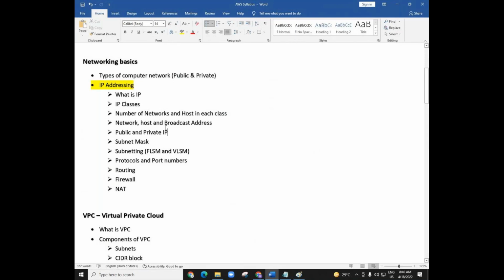They will ask you what is the difference between a public IP and private IP. It is very easy for us to understand what is public IP and private IP. But before we understand that, we need to understand this many things. They will ask you what is FLSM and VLSM. Without understanding FLSM and VLSM, you cannot understand a very big topic in AWS, that is called VPC. Can you see I have written VPC here, virtual private cloud. You simply cannot understand VPC without understanding IP addressing, FLSM and VLSM. These are the things we need to learn.